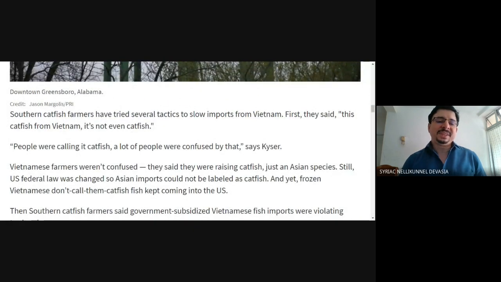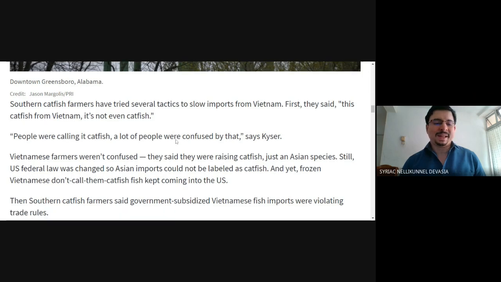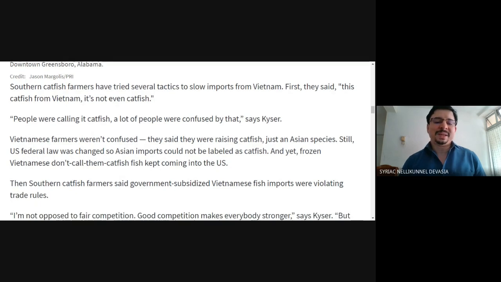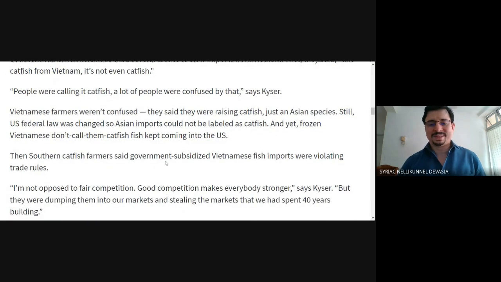The southern catfish farmers have tried several tactics to slow imports from Vietnam. First, they said, this catfish from Vietnam, it's not even catfish. People were calling it catfish. A lot of people were confused by that. Vietnamese farmers weren't confused. They said they were raising catfish, just Asian species. Still, US federal law was changed so Asian imports could not be labeled as catfish. And yet, frozen Vietnamese fish, don't call them catfish, kept coming into the US.